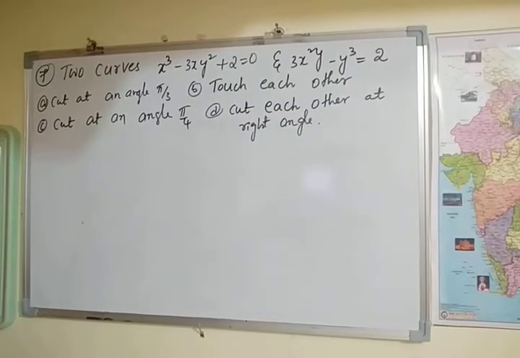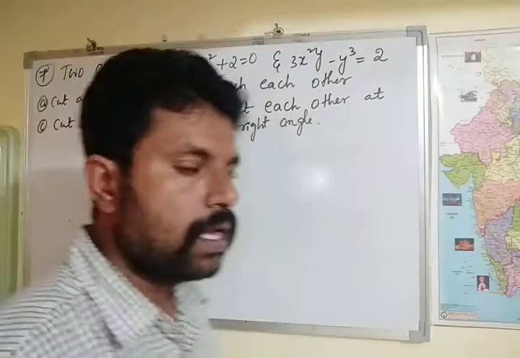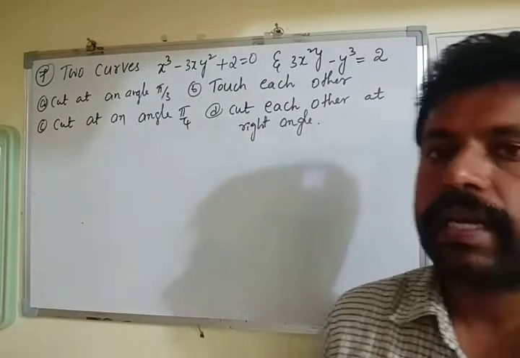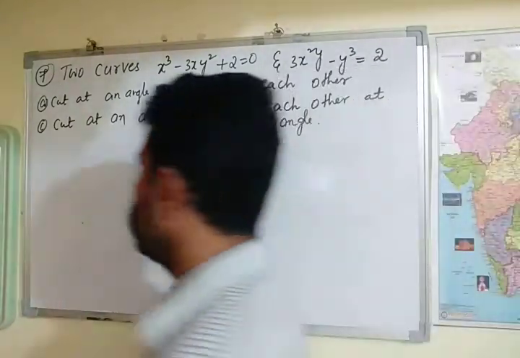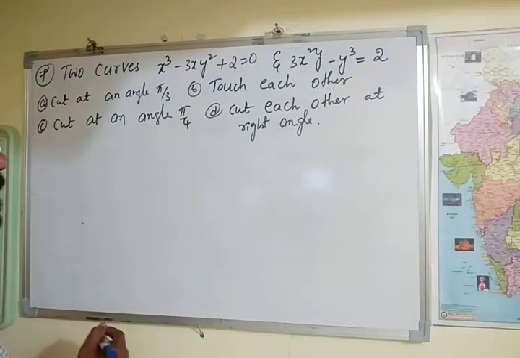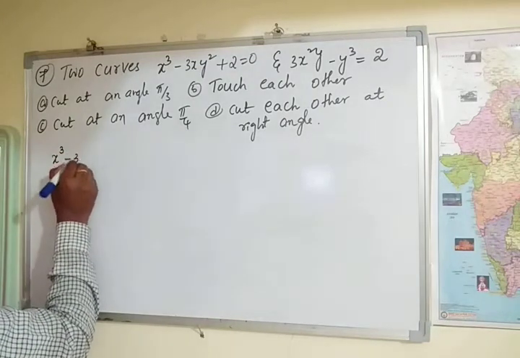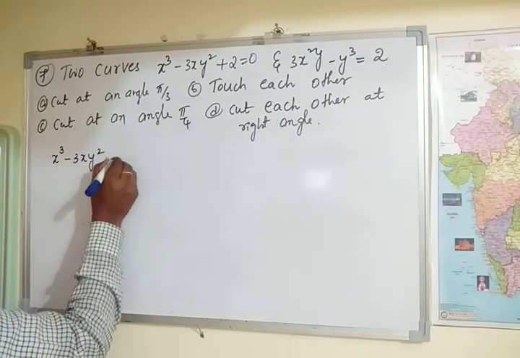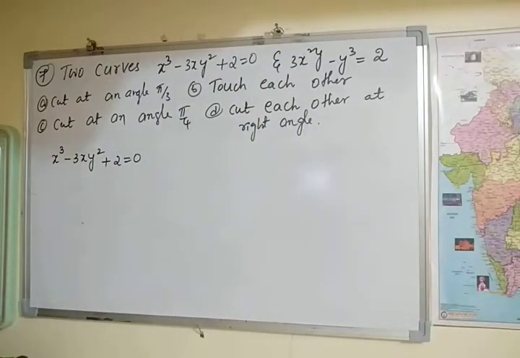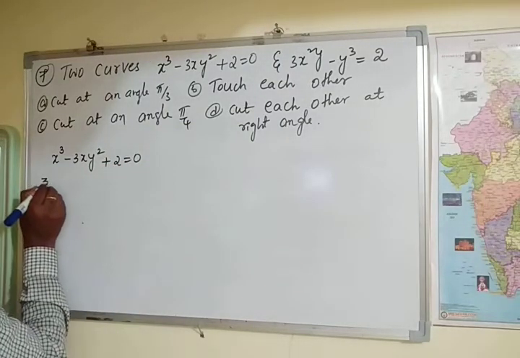So here we have two curves. Now we have to check whether they cut at an angle pi by 3, touch each other, cut at an angle pi by 4, or cut each other at right angle. Right angle means the product of the two slopes m1, m2 is equals to minus 1. Here m1 is the derivative of the first curve and similarly m2 is the derivative of the second curve. The first curve is x cube minus 3xy square plus 2 is 0. Now differentiate with respect to x on both sides. Here we get 3x square.